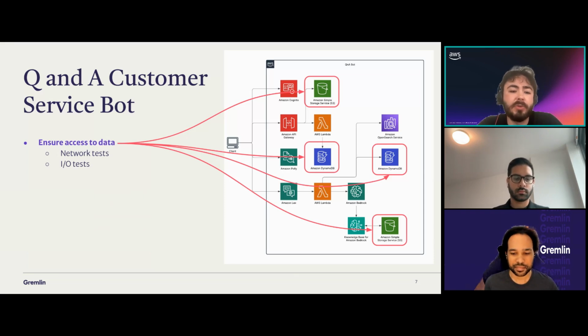So how do we test for resilience? Things like network and data resource tests, simulating database latency spikes. What happens if DynamoDB or OpenSearch queries slow down? Network outages, storage issues, right? Does the chatbot fail over to cached responses? Does it break entirely? So Shivam, what are AWS best practices for ensuring high availability data access in a setup like this?